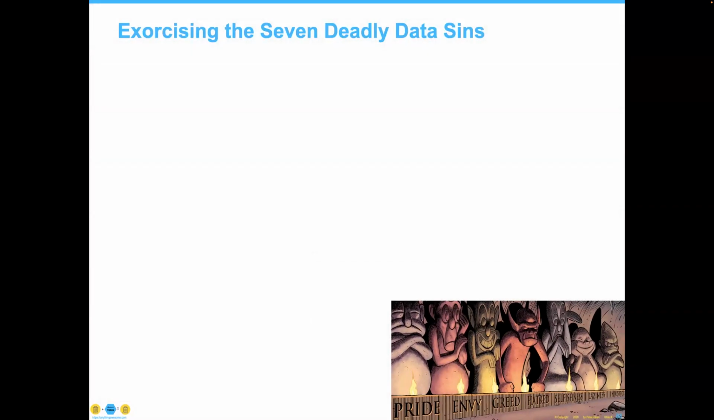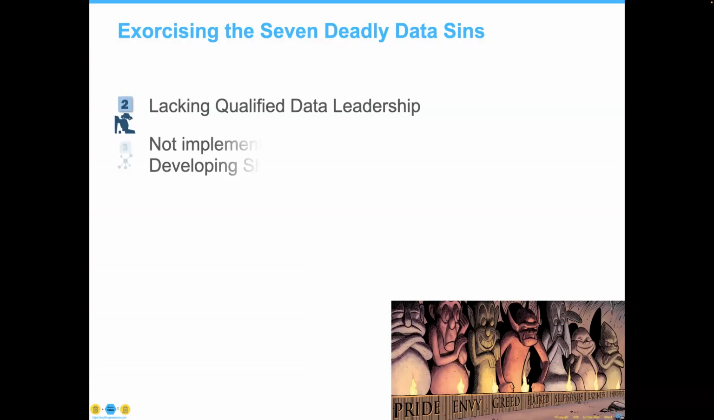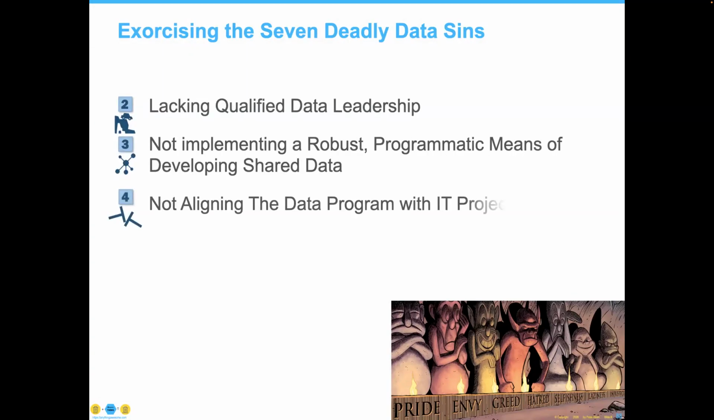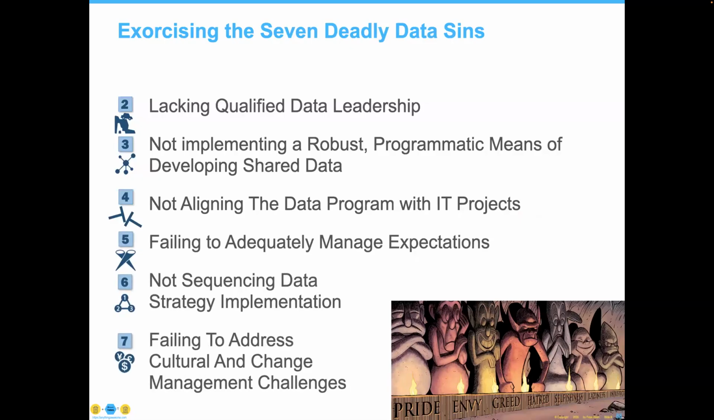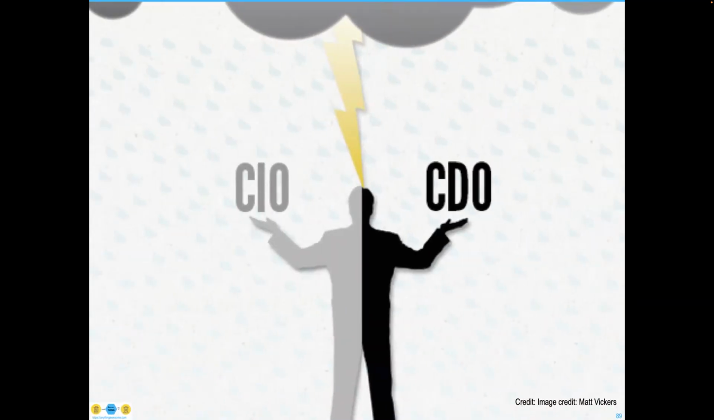I mentioned there are 7 deadly data sins. That's another talk entirely. Data leadership, a robust framework for sharing data, data programs aligned with IT projects, managing expectations, sequencing strategy properly, and failing to address cultural and management changes, but really not understanding data-centric thinking are the main parts. And we're still seeing this.